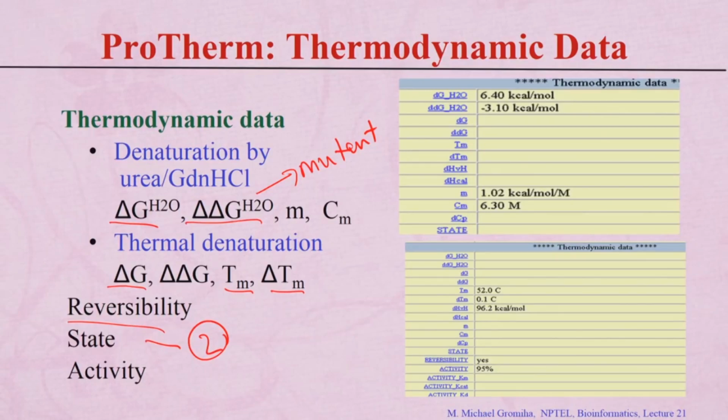So if you see the data, here delta G H2O is 6.4 and delta delta G is minus 3.1 kilocalorie per mole. That means it destabilizes the protein by up to 3 kilocalorie per mole, because it is delta delta G H2O. Then we have the thermodynamic data, we can give that Tm is 52 and delta Tm is 0.1, and give the enthalpy values, and there is no M and Cm because it is thermal denaturation. If it is denaturant, we give all these values. So reversibility is yes, because this protein is completely reversible.